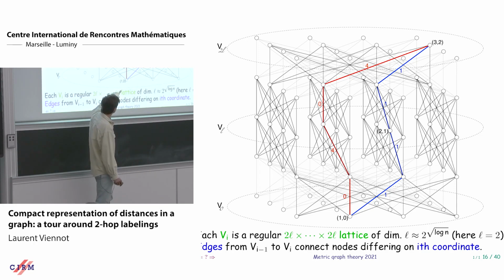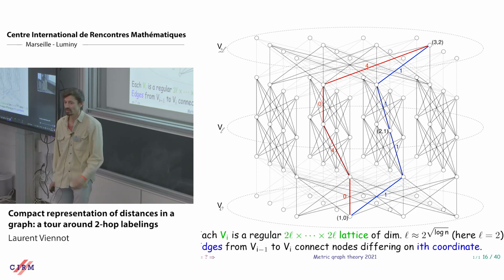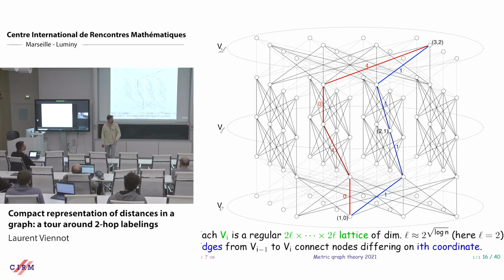In the red path, we don't move on the first coordinate, so the length is 0. Then we move by 2 on the second coordinate, so we go to (1,2). This has length 4. Then we don't move, and then we move by 2 on the other coordinate, so this is length 4 again. So the red path has length 8, and the blue path has length 4.